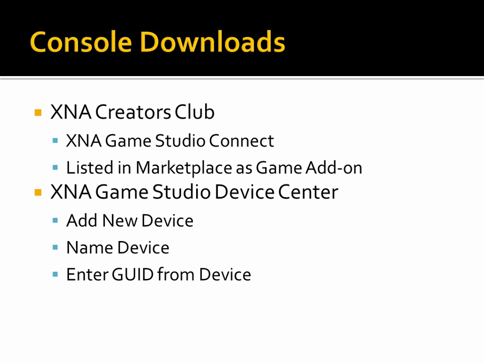Once you've actually become a member, then you can actually go to the console. When we actually get to the console part, I'll show you where it is. You have to get the Creators Club software. Go into the Xbox Live Marketplace. In the Xbox Live Marketplace, under the game add-ons, you will find the XNA Creators Club section. From there, you can download the XNA Game Studio Device Center. Or you can download the XNA Game Studio Connect. That's the actual piece of software we will be using where you can actually debug programs on the Xbox, and it's also the one you use to copy the program over.